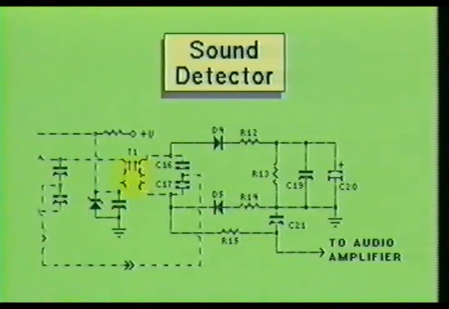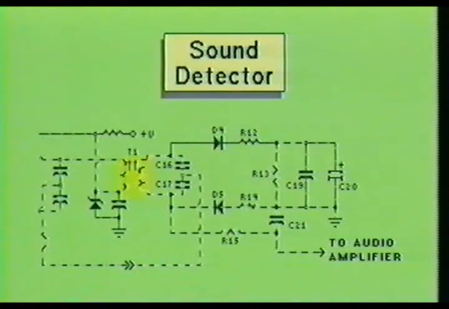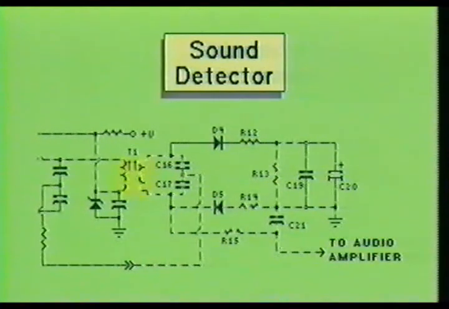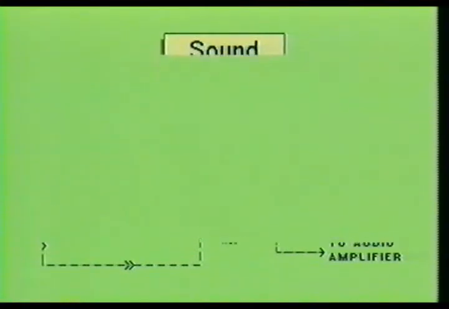The ratio detector provides a variable DC voltage to the audio output based upon the frequency deviation of the RF input signal. At this point, we will pause for a review of the material just discussed.